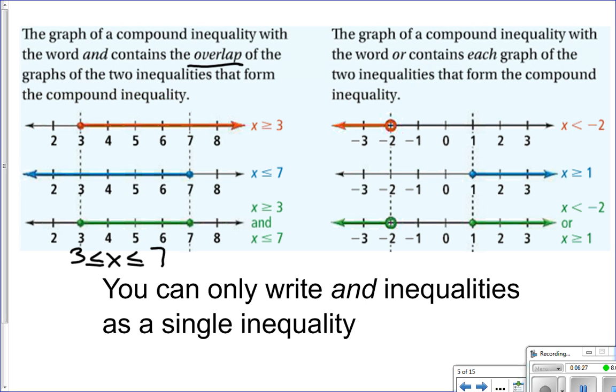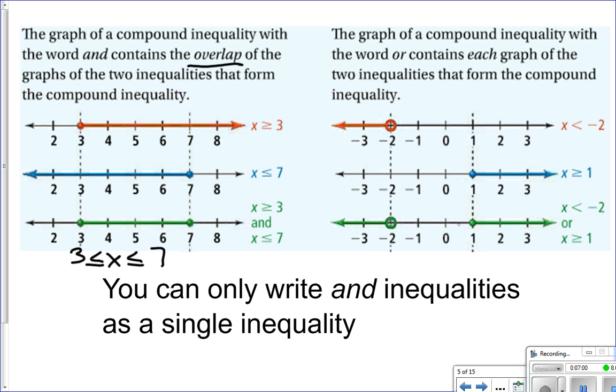Now, the graph of a compound inequality with the word "or" contains each graph of the two inequalities that form the compound inequality. For an "and" inequality over here, the solution has to satisfy both x is greater than or equal to 3 and x is less than or equal to 7. It has to be true for both of these. For an "or" inequality, it has to satisfy one or the other. It has to either satisfy x is less than -2 or x is greater than or equal to 1. It has to be true for one of them, not both.